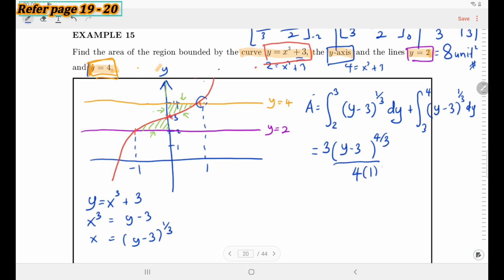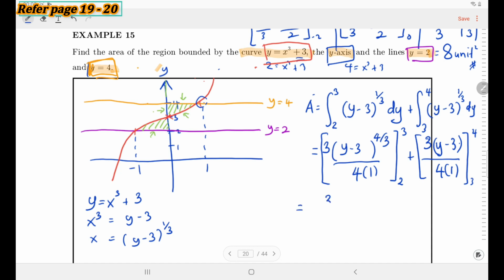And then this is a linear ax plus b, so we take a as 1, and the limit is from 2 to 3, plus, here also we're getting the same integration, 3 over 4 of y minus 3. Here it is from 3 to 4, so equals 3 over 4 plus 3 over 4. Okay, the final answer will be 3 over 2 units squared.